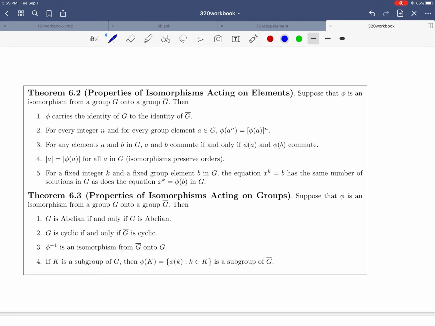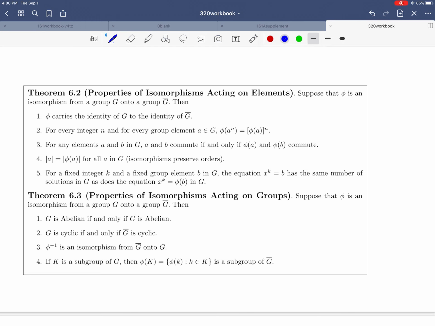If one group has one property, then the other group has that same property. If you look at an element in one group and the way it behaves, its order, how it behaves in relation with the other elements, then the same thing is true for the corresponding element in the other group. And Theorem 6.2 and 6.3 summarize a lot of these important properties of isomorphisms, acting on elements and also acting on the groups. So let's just tick them off one by one.